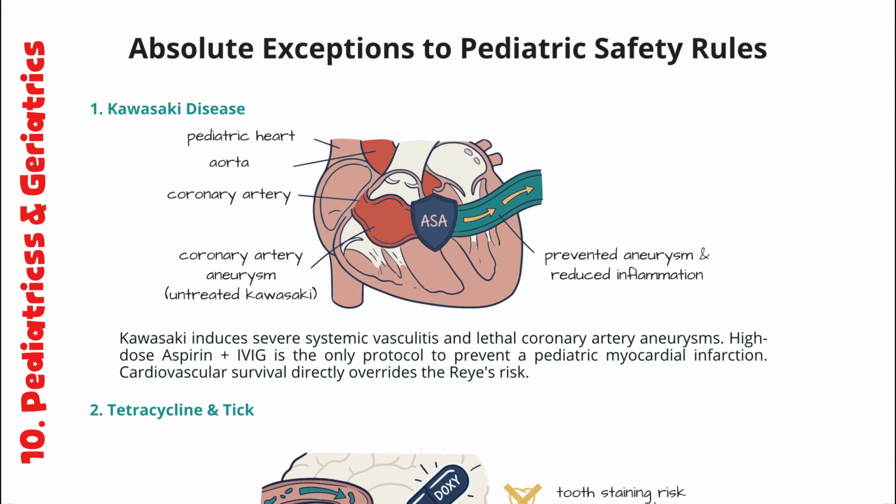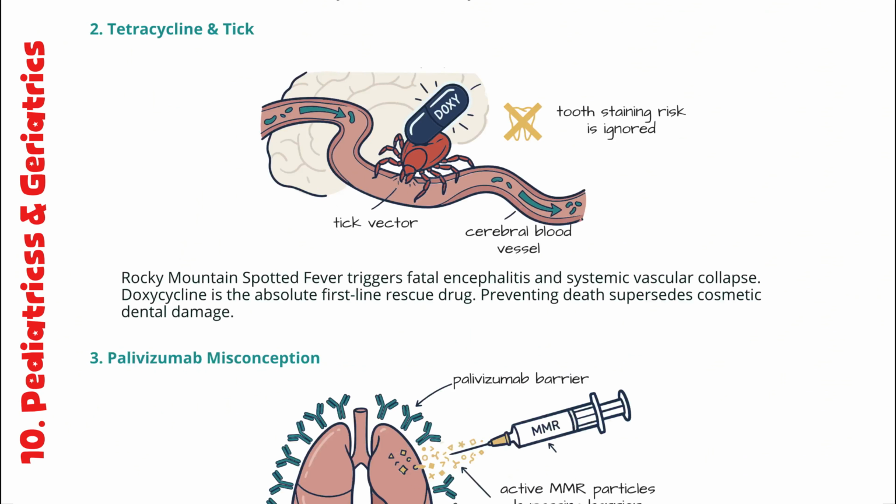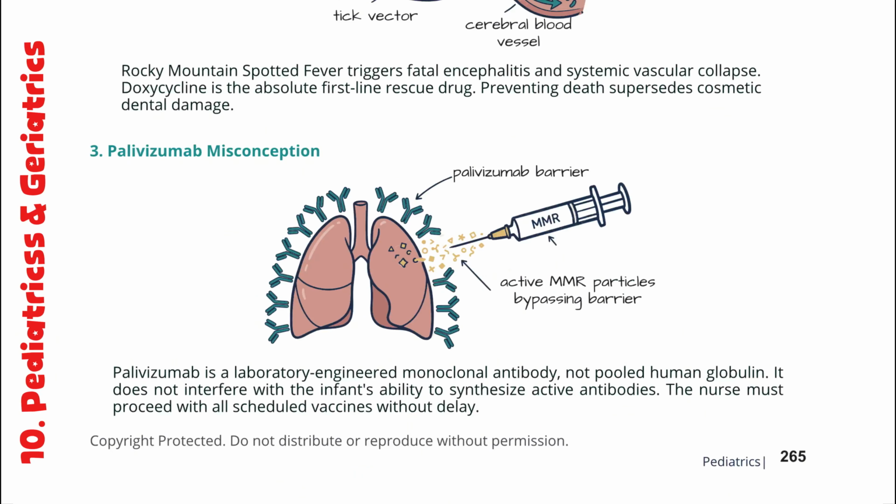In Kawasaki disease, the vasculitis causes lethal coronary artery aneurysms. High-dose aspirin combined with IVIG is the only protocol that prevents a pediatric myocardial infarction. And here, cardiovascular survival directly overrides the Reye's risk. In Rocky Mountain spotted fever, the infection itself causes fatal encephalitis and vascular collapse. Doxycycline is the absolute first-line rescue drug, and here, preventing death completely supersedes cosmetic tooth staining, even in a young child. And don't confuse palivizumab with a pooled globulin.